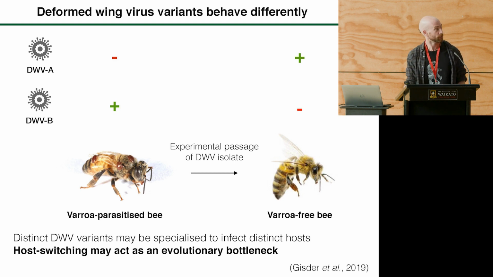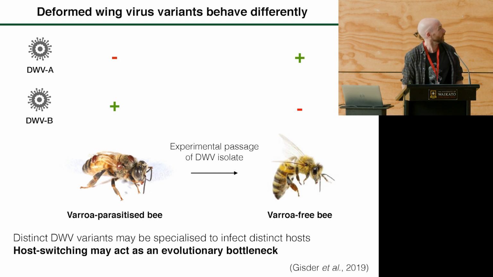Another line of evidence for that is that they sampled viruses in varroa-parasitized bees, and they did find a lot of deformed wing virus B, but when they isolated these viruses and passaged them to virus-free bees, then there was somehow a sequence shift, and they wouldn't detect any more deformed wing virus B, but they would detect deformed wing virus A. Still very controversial. I'm still not sure I believe that story, but they explained that by the fact that distinct deformed wing virus variants may be specialized to infect distinct hosts, and that host switching may act as a short-term evolutionary bottleneck and be the cause of that switch between the two master variants.